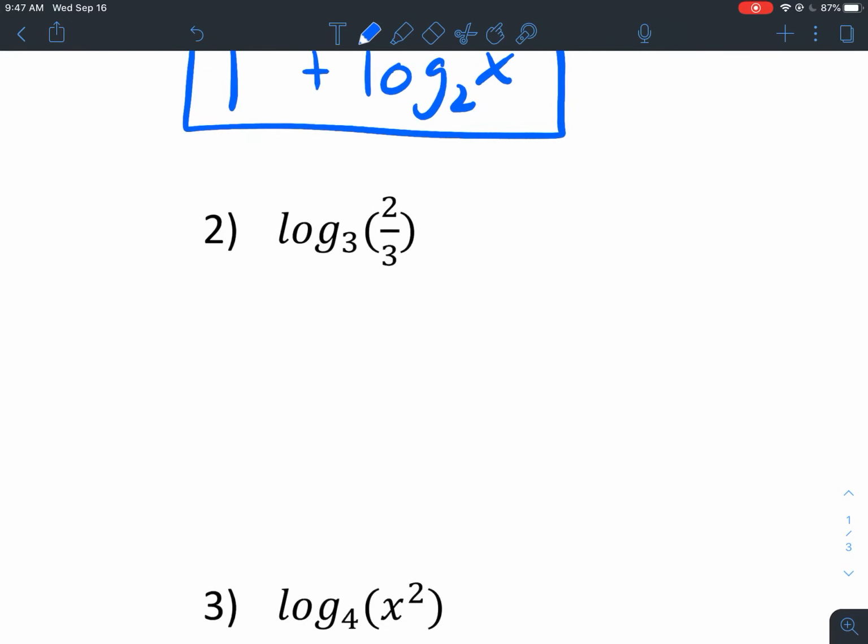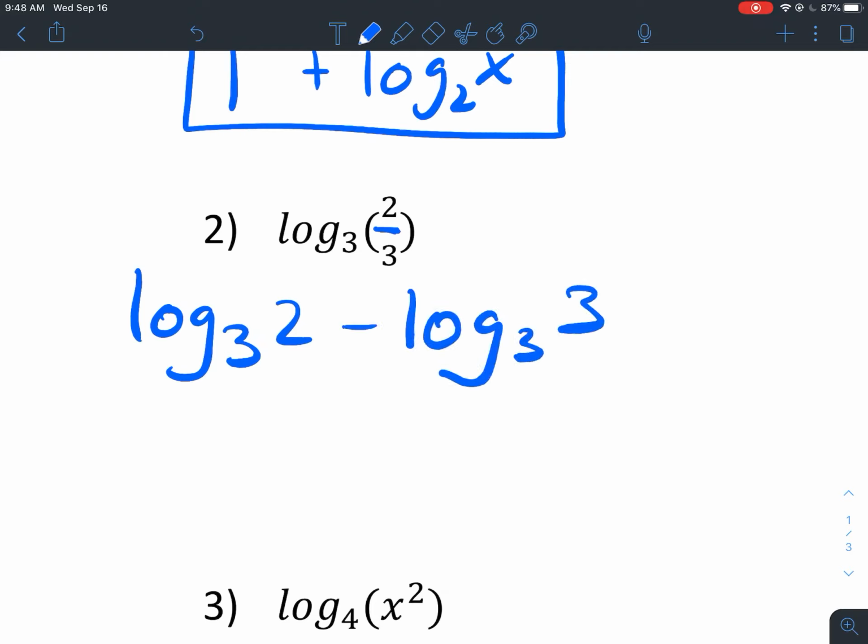All right, so now we've got a quotient here, something being divided. So we're going to use that subtraction rule. We've got log base 3 of 2 minus log base 3 of 3. Now let's see if we could simplify any of these. 3 to the power of what gives you 2? Guess what? That's not a nice number. You could solve for that, but you're not going to get a nice number. So for this guy, we're just going to leave him as a log.